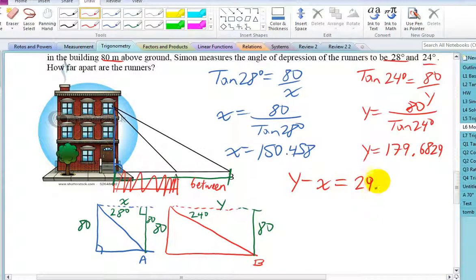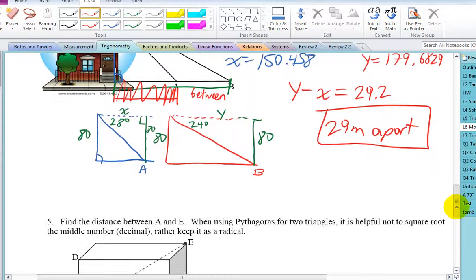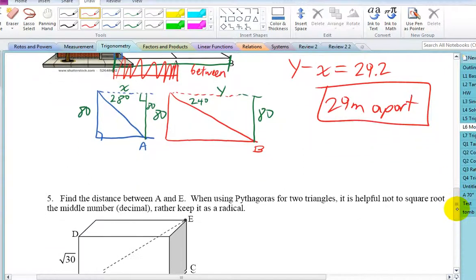29.2. So we'll round it up to 29 meters, okay? 29 meters apart. Good. I should do a short little sentence, shouldn't I? So sometimes you're going to have to subtract to find the pieces you need. Okay. Any questions?